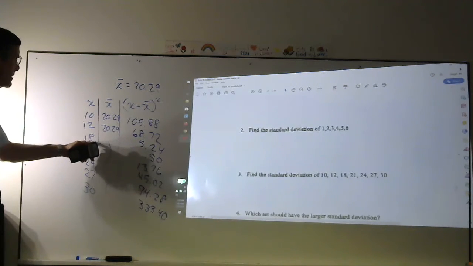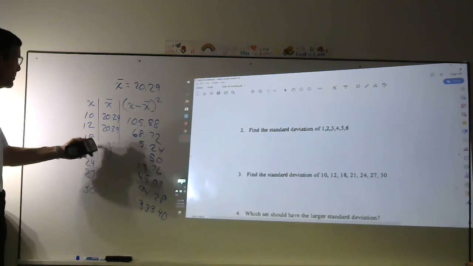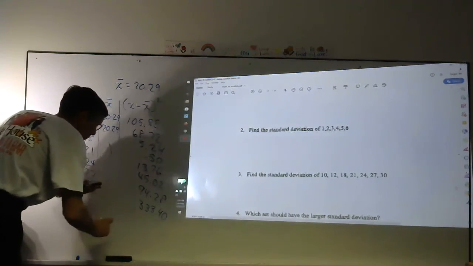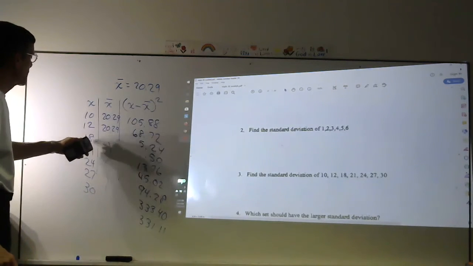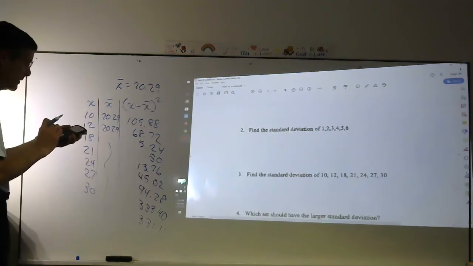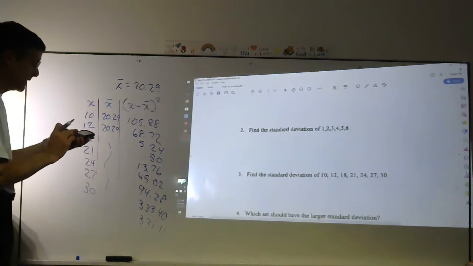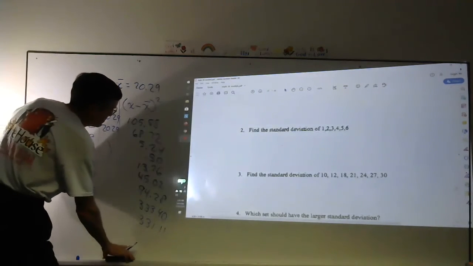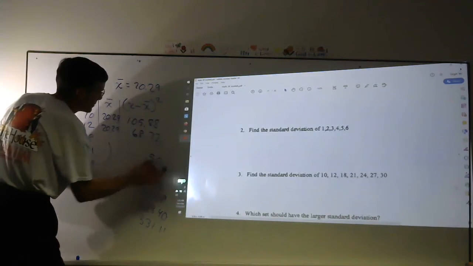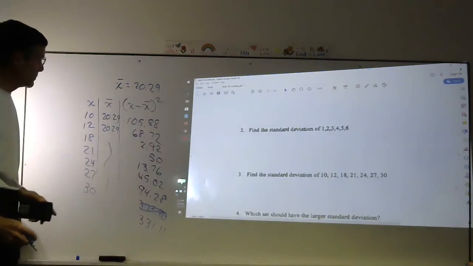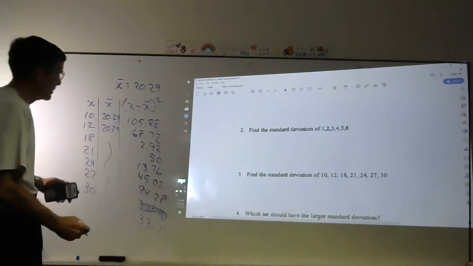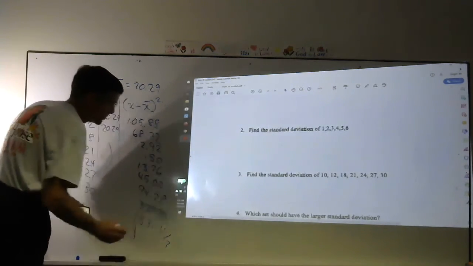This one up here bugged me a little bit. Did I do it correct? 20.29 minus 18 should be 1.71 squared. I get 331.11. And I think I messed that one up. 20.29 minus 18 should be 1.71 squared. Aha! This should be 2.92, and that's where my error is. So my answer is 331.11 divided by your number of data, 7, and take the square root.